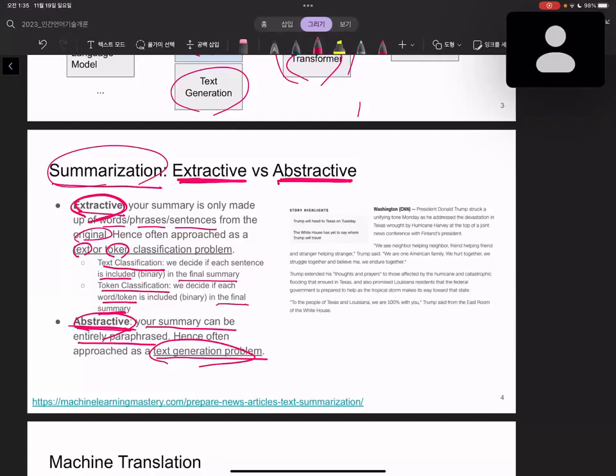So extractive summarization is much easier to evaluate. But abstractive summarization is not easy to evaluate. Because in the extractive approach, there is a ground truth. We can easily make the ground truth for the summarization. But in the abstractive approach, there are lots of different answers. So that is why it is difficult to evaluate the abstractive summarization method.